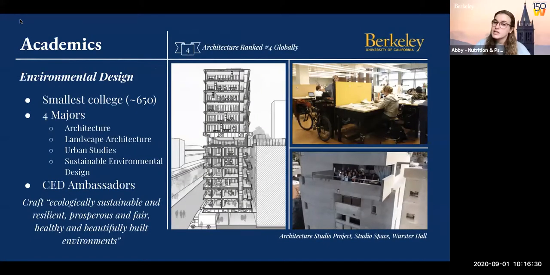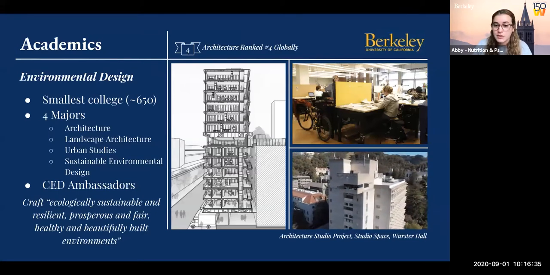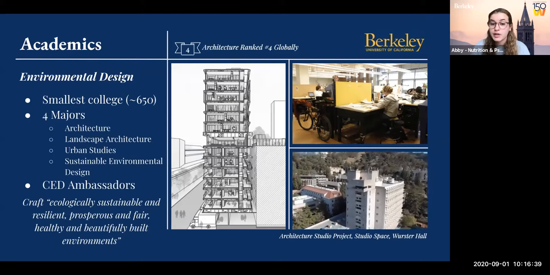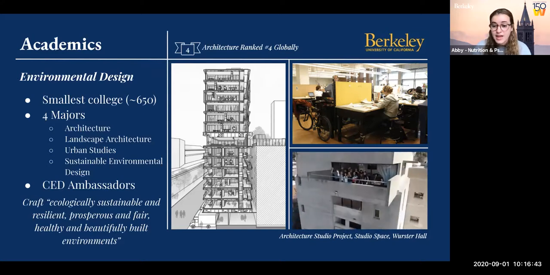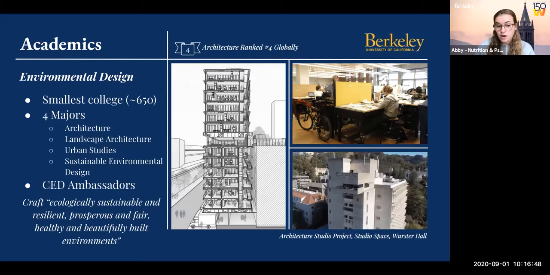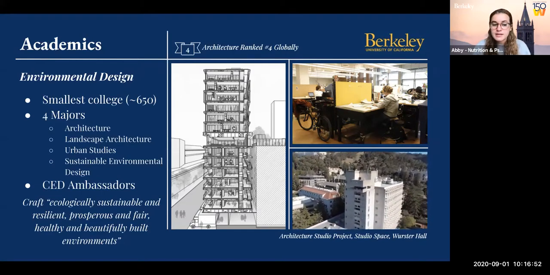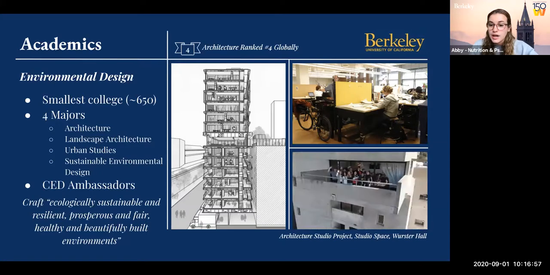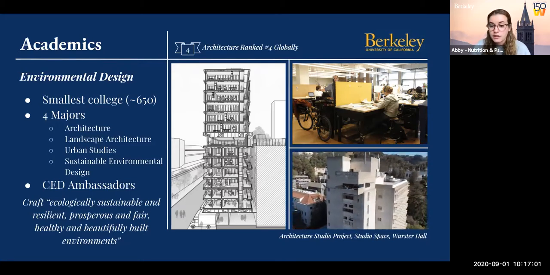Okay, and then moving into the College of Environmental Design, this is actually the smallest college on campus with around 650 students in it. And this small college feel really helps our architecture students have a really great workspace and collaborative environment. Under this college, there are 4 majors: architecture, landscape architecture, urban studies, which is like urban planning and stuff, and sustainable environmental design. So in general, this college is really amazing just because it has that smaller college feel.